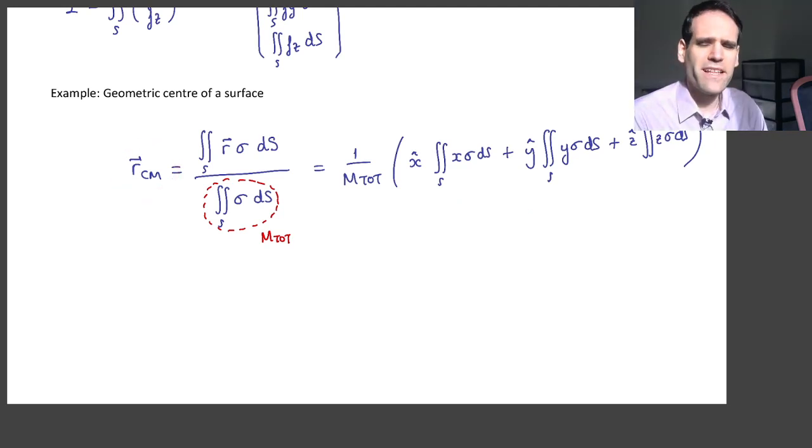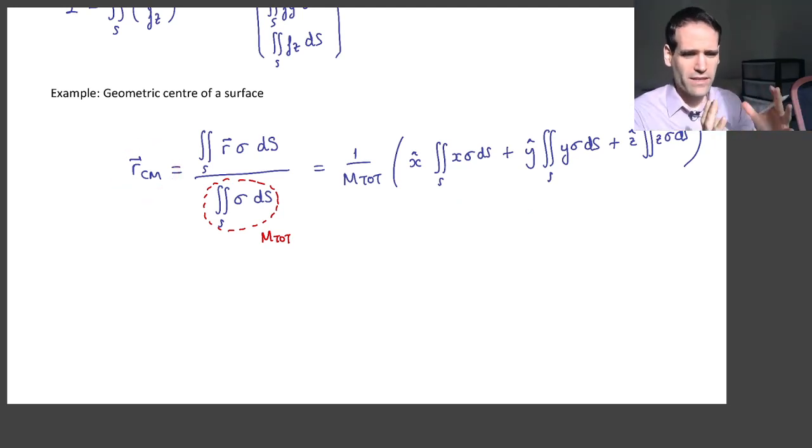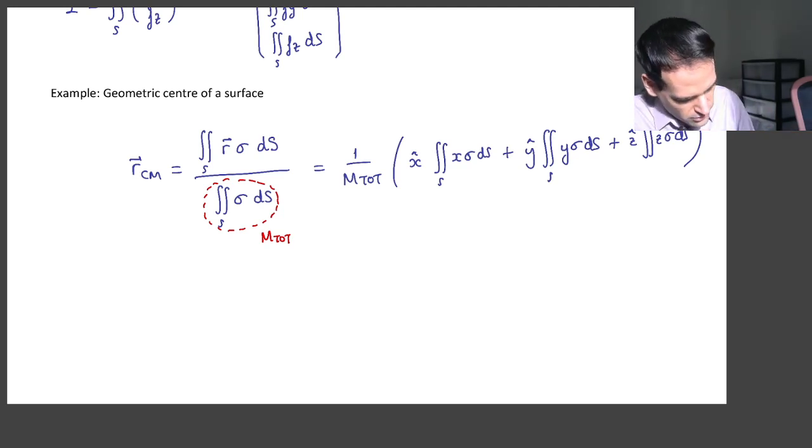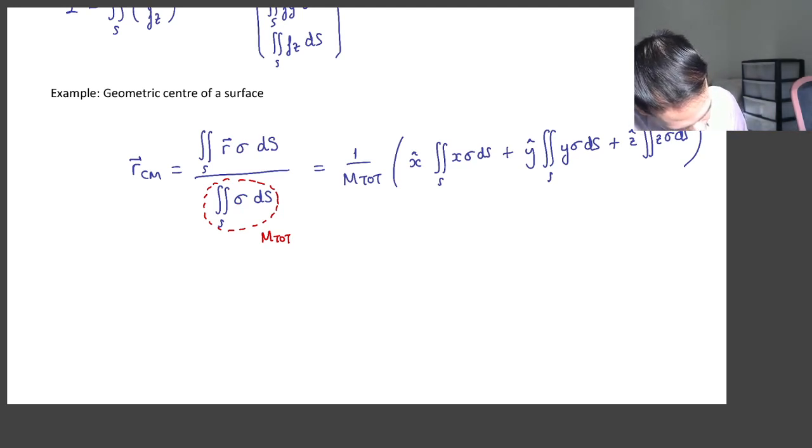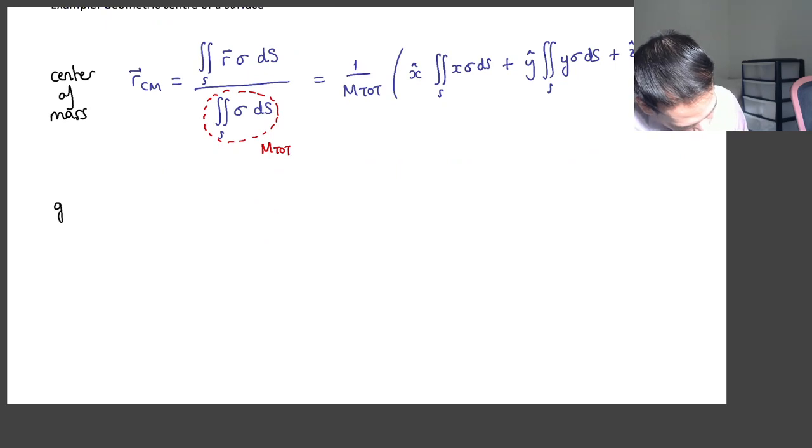If you wanted to calculate the geometric center without taking into account the mass, then you would just remove the density, and that will be a way to calculate the geometric center. So let me write it. This would be center of mass. But you could also calculate the geometric center.